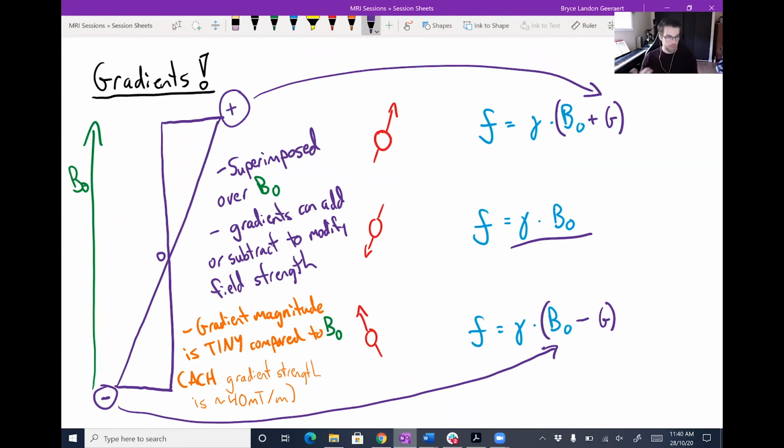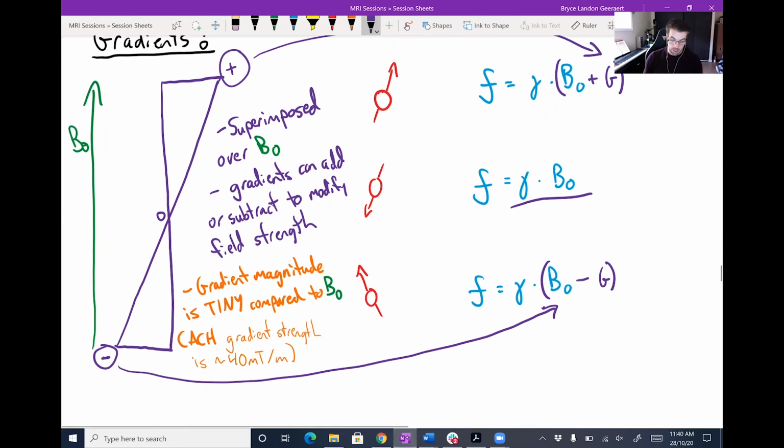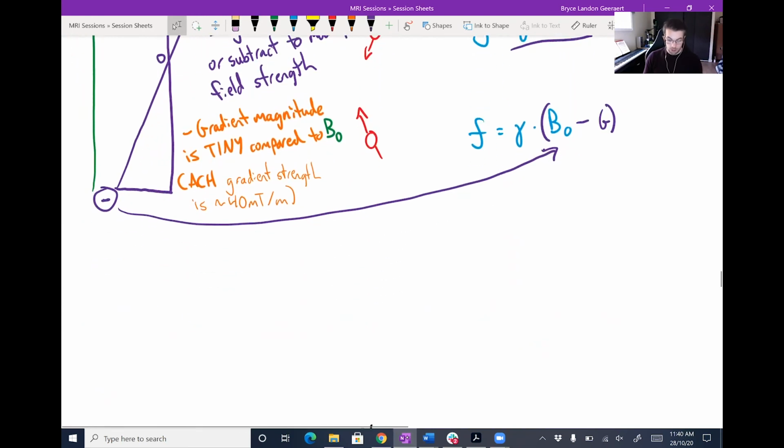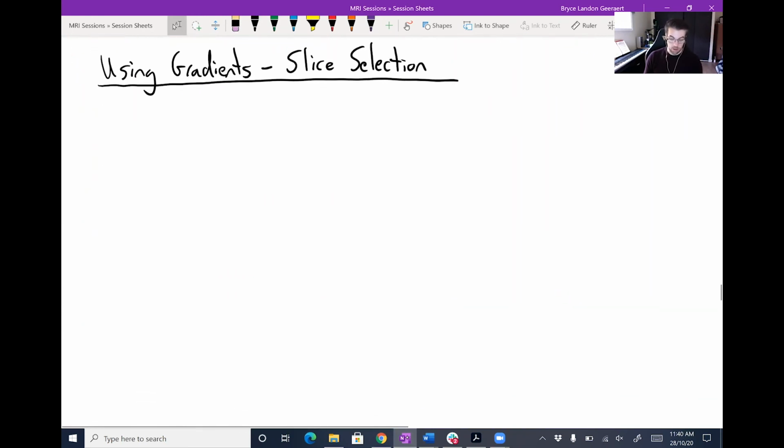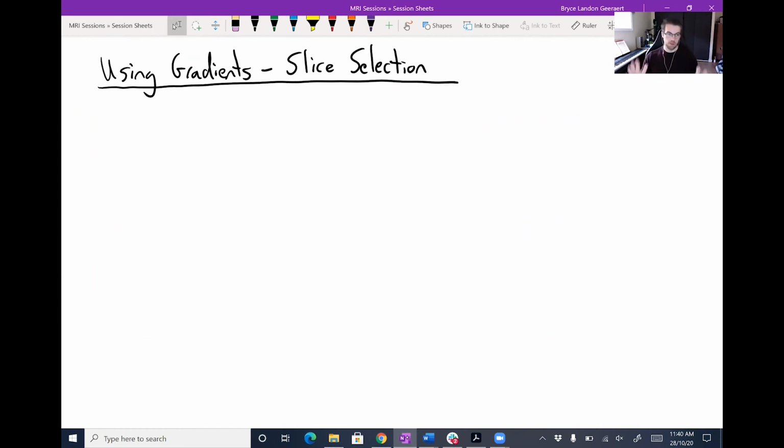The main outcome of gradients is that we're modifying precession frequency, right? And that can have a couple different outcomes. We're actually going to be using gradients to encode spatial location in all three X, Y, and Z directions. And we're going to do that in different ways. So the first of which, and possibly the only one we're going to talk about today, just to make sure you guys aren't here for too long, is slice selection gradient.